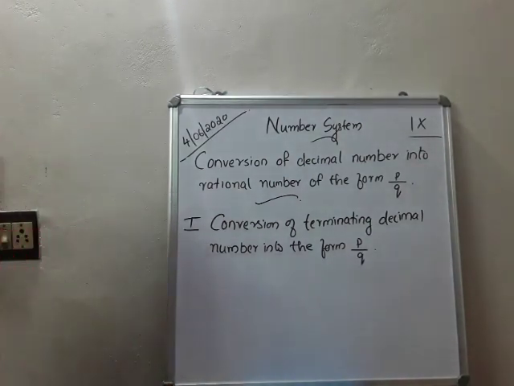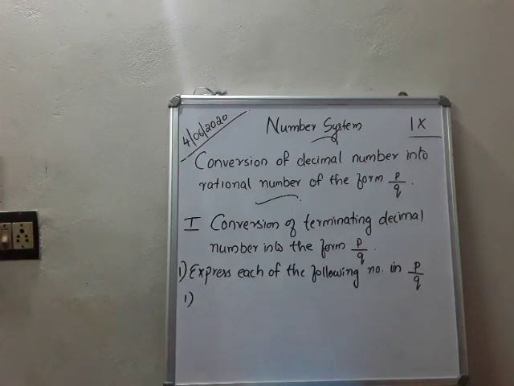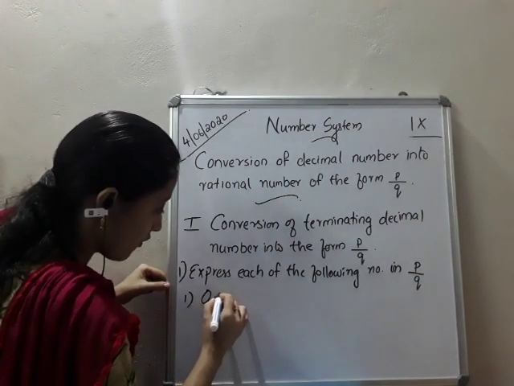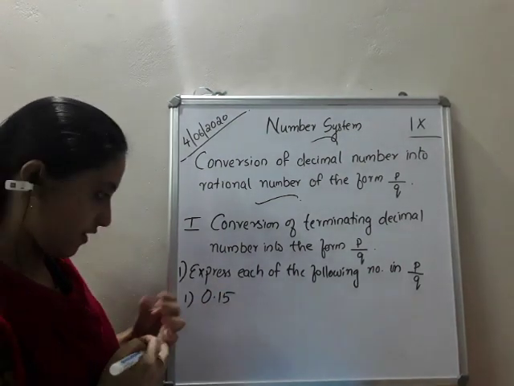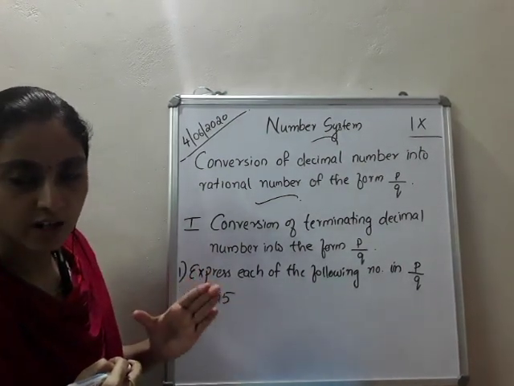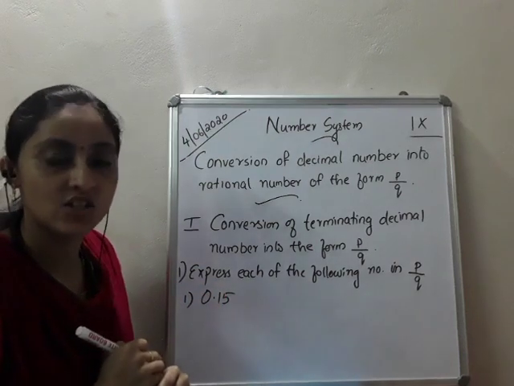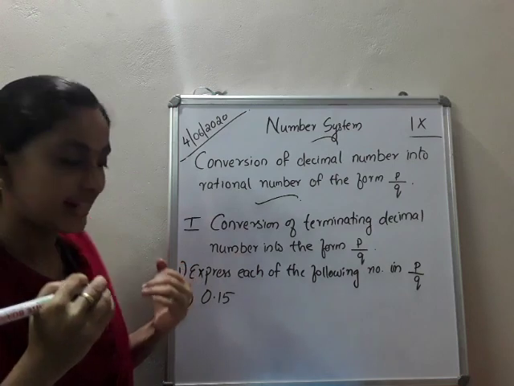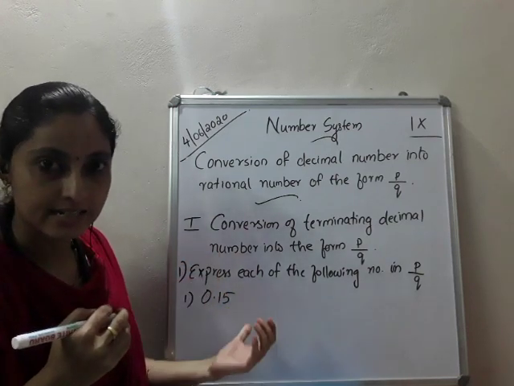Write the first question. Express each of the following numbers in the form p by q. The first question is 0.15. What type of number is 0.15? Is it terminating or non-terminating repeating? Surely we can say that it is a terminating decimal number.